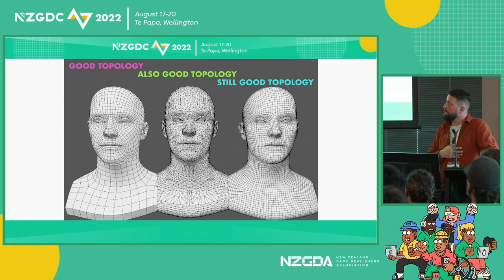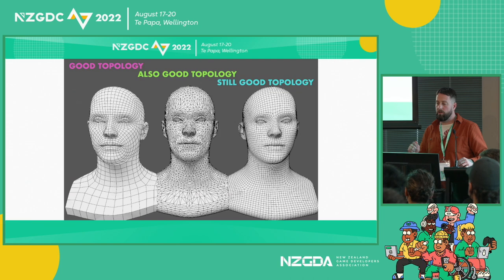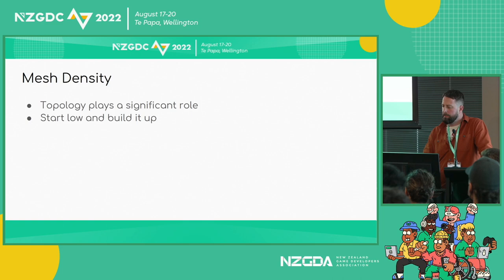So you don't need to make this incredible model with all these crazy edge loops to just get started in sculpting. On the other hand, you don't want to start at a point where you've got a billion polygons and you're just trying to block something out. That's probably worse. So, start low and build it up. That's really the main thing.